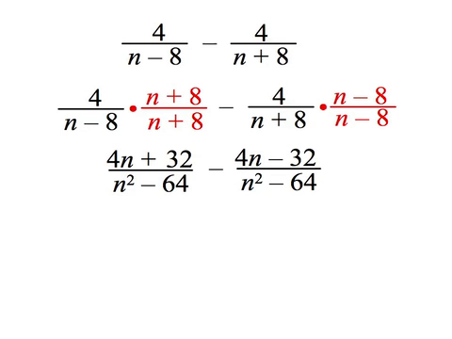Now we have to be careful. The 4n minus the 4n, of course, is 0n, but the 32 take away another minus 32 is the same as 32 plus 32. So our numerator is 64. We still have our difference of squares on the denominator. It can't be simplified anymore, so we'll stop there. There's our fraction in lowest terms, 64 over n squared minus 64.